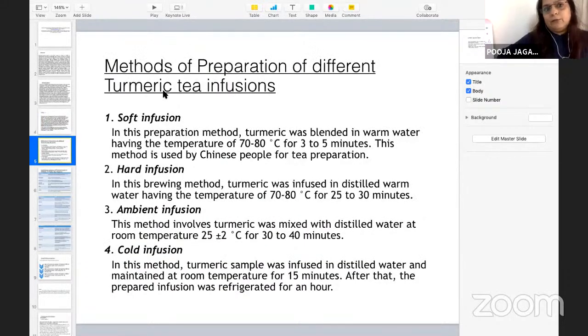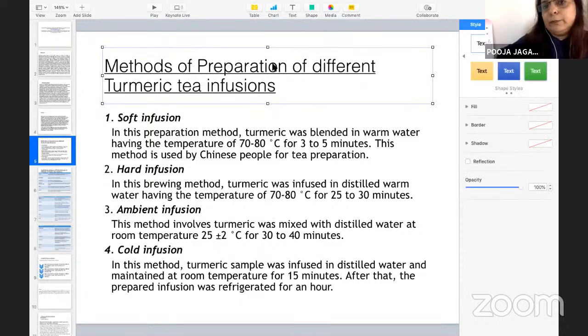The very important thing we did was, using the different turmeric samples, we carried out different methods of preparation of turmeric tea: soft infusion, hard infusion, ambient infusion, and cold infusion. For carrying out the quantitative analysis, approximately 2 gram of turmeric was weighed and added to 20 ml of water. When we were analyzing more turmeric, we increased the amount of water accordingly.